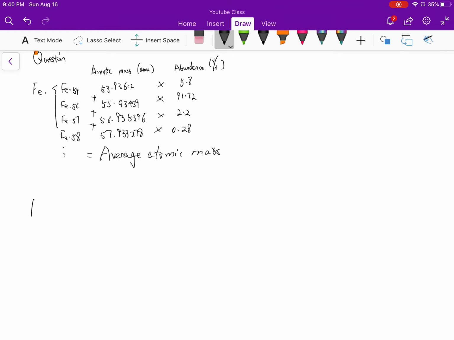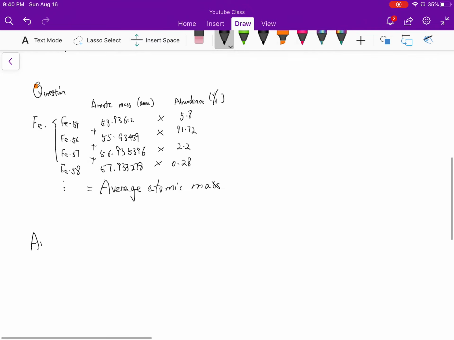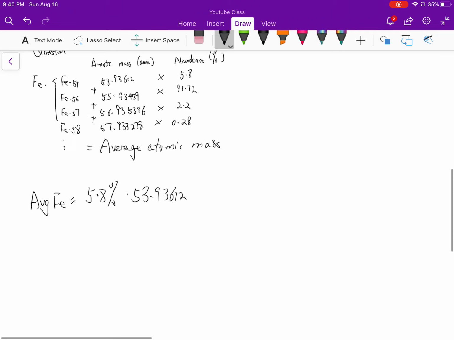So the average weight for Fe will be 5.8%. Remember, it's percentage. You don't multiply by 5.8. You don't do 5.8 times 53.93612. You do 5.8%, right? So 5.8 does not equal 5.8 over 100. So this is the first part, 5.8%. Then you add all of them together.